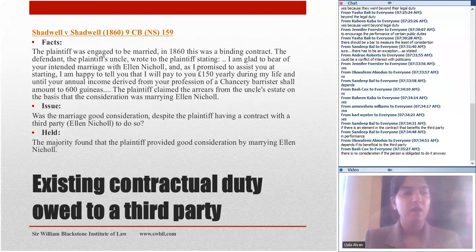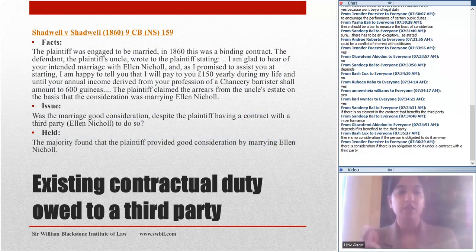Okay. Now let's look at another case on the same issue, and it will make things clearer to you, hopefully, and then I will also explain the whole thing by help of a diagram later on. So in another case, Shadwell versus Shadwell, the plaintiff was engaged to be married, and at that time period in 1860, this was a binding contract, and the defendant, the plaintiff's uncle, wrote to plaintiff that I'm glad to hear that you intend to marry Ellen Nicholl, and then he promised to assist him and to pay him £150 yearly to help him start his newly married life.